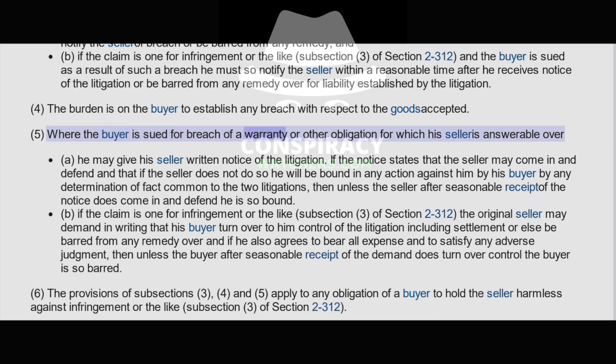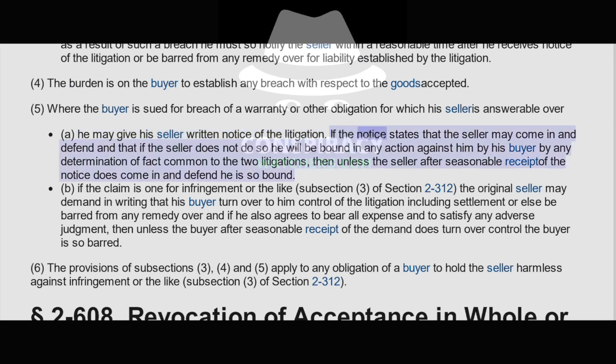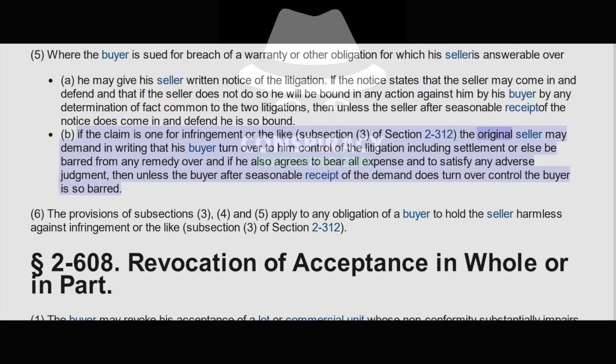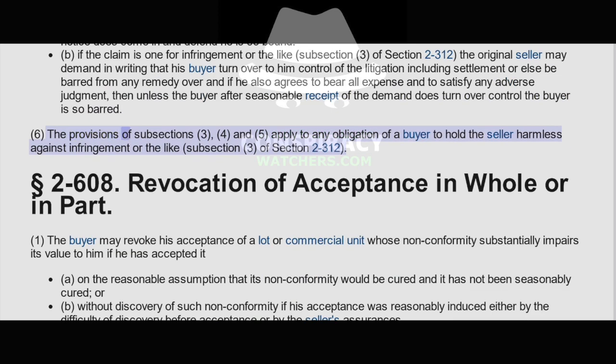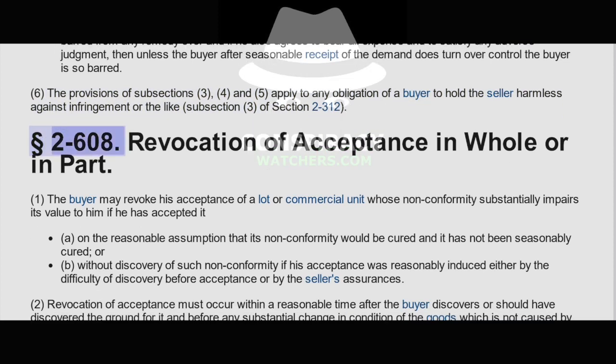Where the buyer is sued for breach of a warranty or other obligation for which his seller is answerable over, he may give his seller written notice of the litigation. If the notice states that the seller may come in and defend, and that if the seller does not do so he will be bound in any action against him by his buyer by any determination of fact common to the two litigations, then unless the seller after seasonable receipt of the notice does come in and defend, he is so bound. If the claim is one for infringement or the like, the original seller may demand in writing that his buyer turn over to him control of the litigation including settlement, or else be barred from any remedy over, and if he also agrees to bear all expense and to satisfy any adverse judgment, then unless the buyer after seasonable receipt of the demand does turn over control, the buyer is so barred. The provisions of the preceding subsections apply to any obligation of a buyer to hold the seller harmless against infringement or the like.